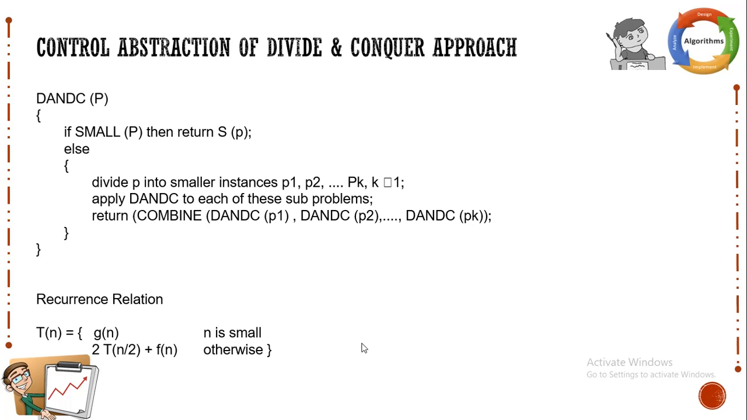So I hope now you would be able to write a control abstraction of the divide and conquer approach by yourself. It is not mandatory that you have to write it in this way.